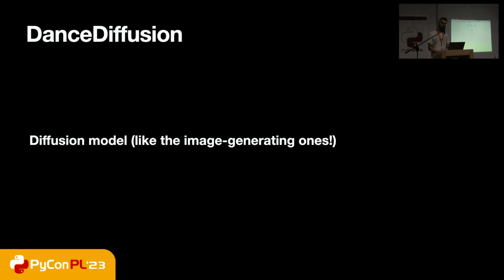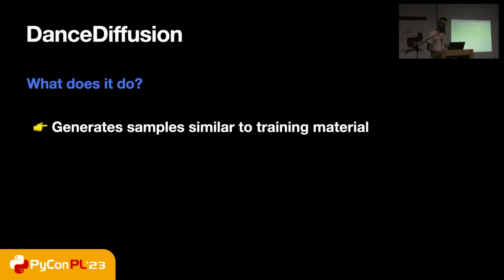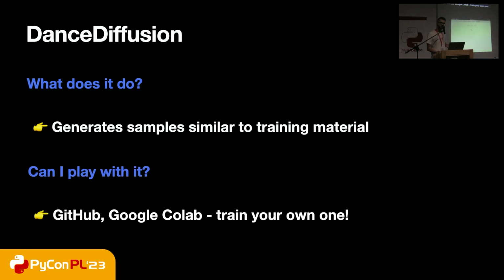And the last one is called Dance Diffusion. This is also a recent one. It's a diffusion model, so you may have heard about those because DALL-E is a diffusion model, for instance. Stable Diffusion is a diffusion model. What does it do? It generates samples similar to the training material, and you can also train your own Dance Diffusion on GitHub and Google Colab.